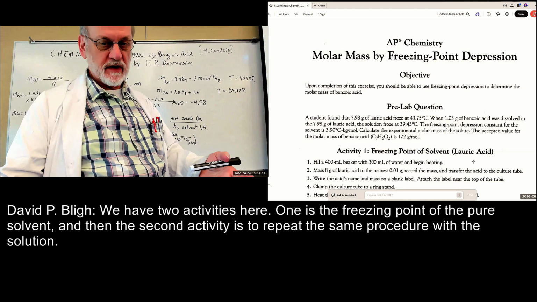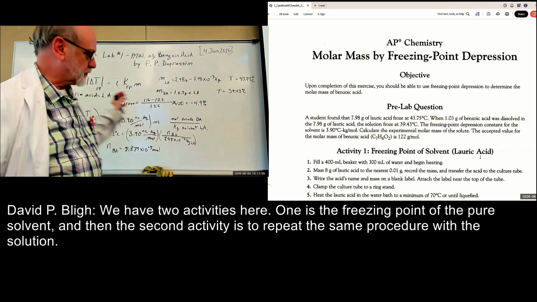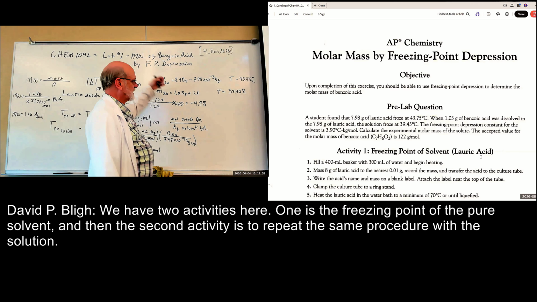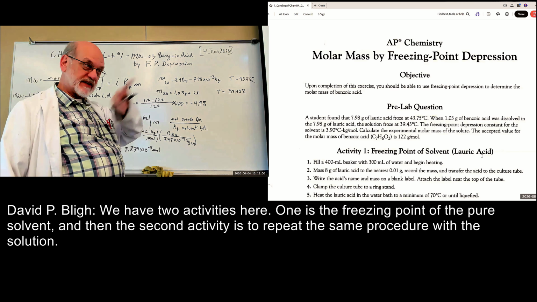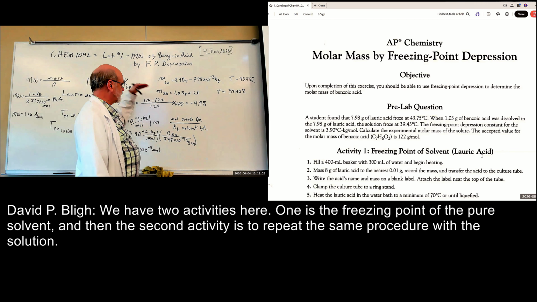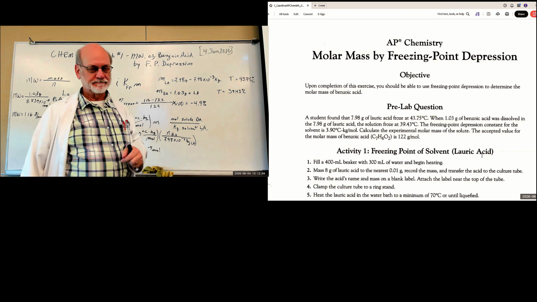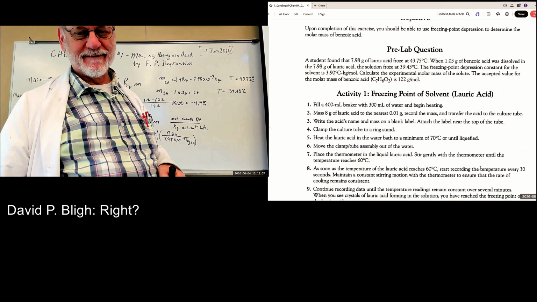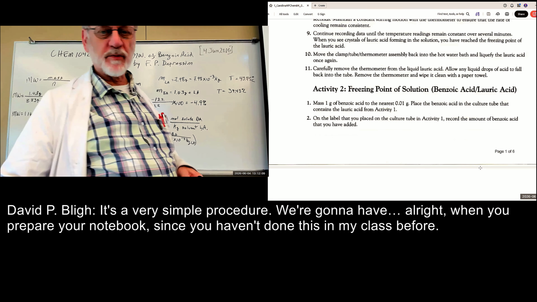We have 2 activities here. One is the freezing point of the pure solvent. And then the second activity is to repeat the same procedure with the solution. It's a very simple procedure.